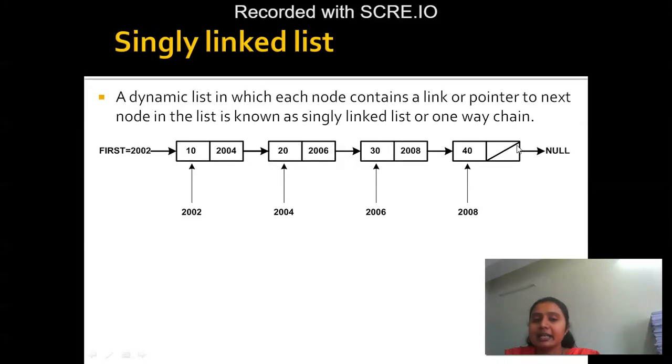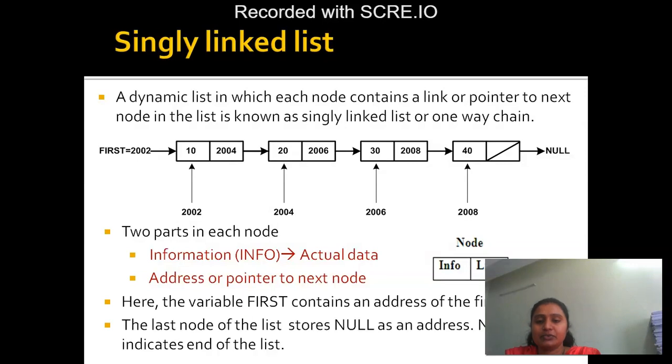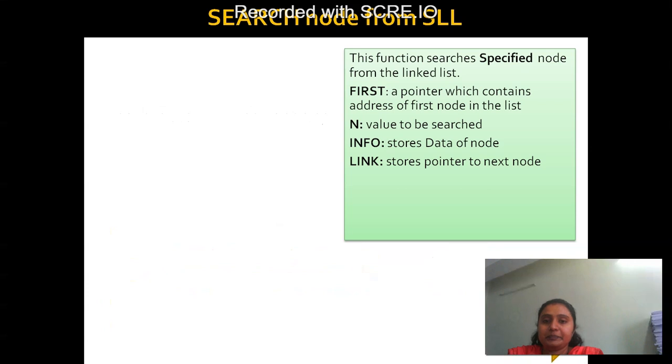And for the last node, the address part is null. The link part is null because there are no more nodes. That is why it is the end of the list, and the link part will be null for the last node. So each node of a singly linked list has two compartments: one is the info part and one is the link to the next node. First contains the address of the first node. The last node will have null in the link part because there are no more nodes. So how does the algorithm work?